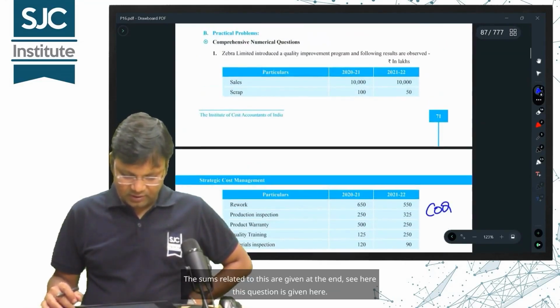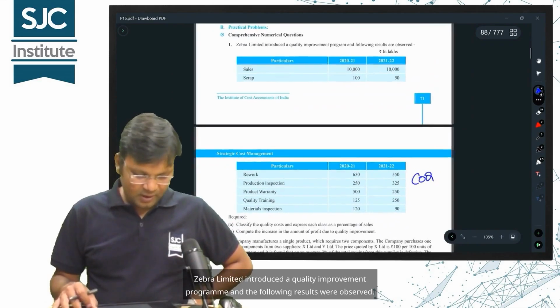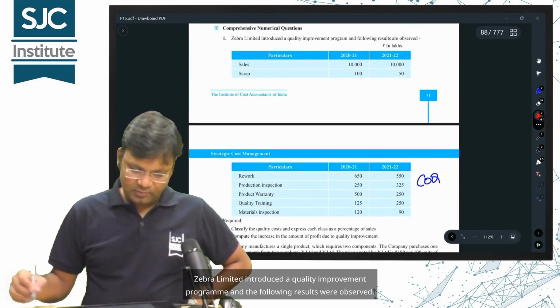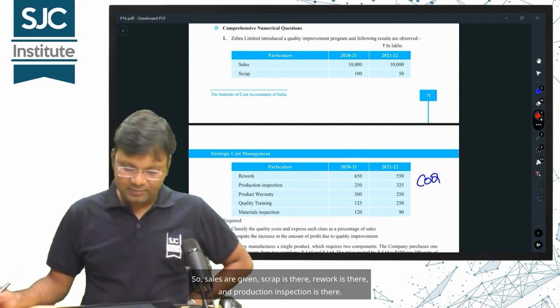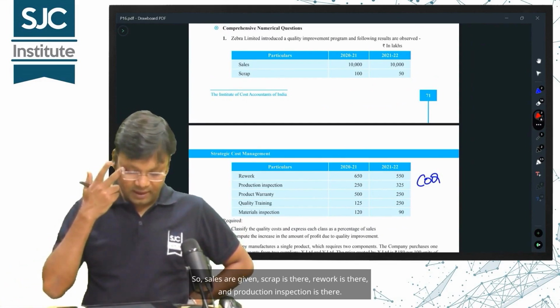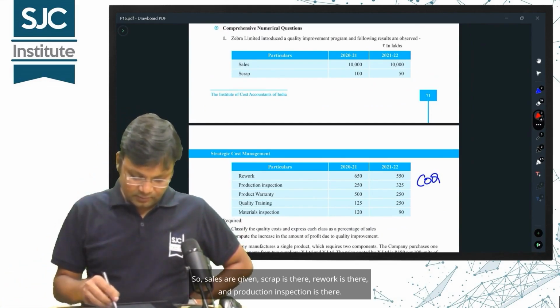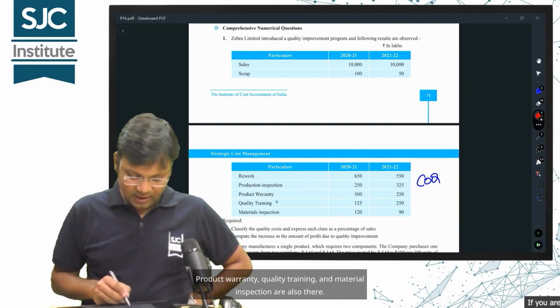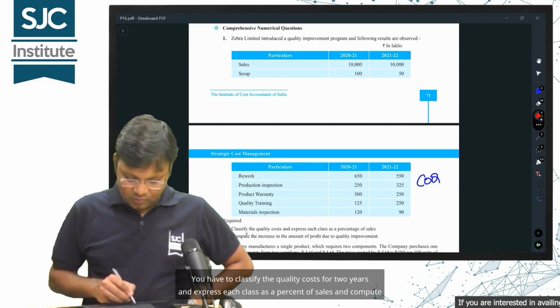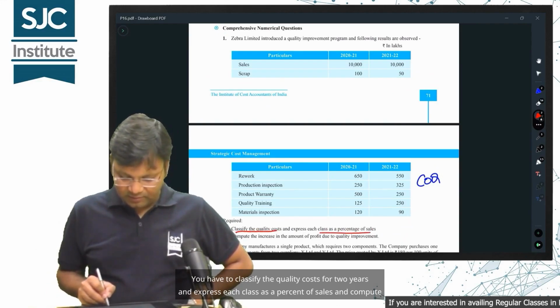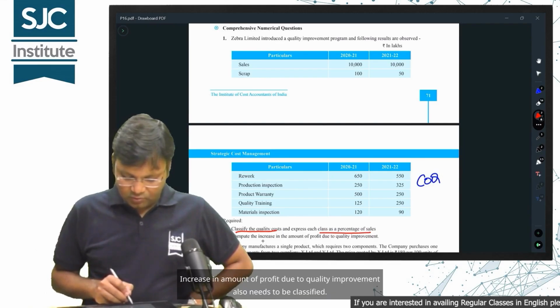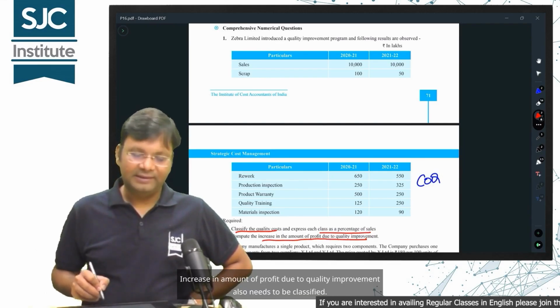See here, this question is given here. Zebra Limited introduced a quality improvement program and the following results were observed. So, sales are given, scrap is there, rework is there, and production inspection is there. Product warranty, quality training, and material inspection are also there. You have to classify the quality costs for 2 years and express each class as a percent of sales and compute it. Increase in amount of profit due to quality improvement also needs to be classified.